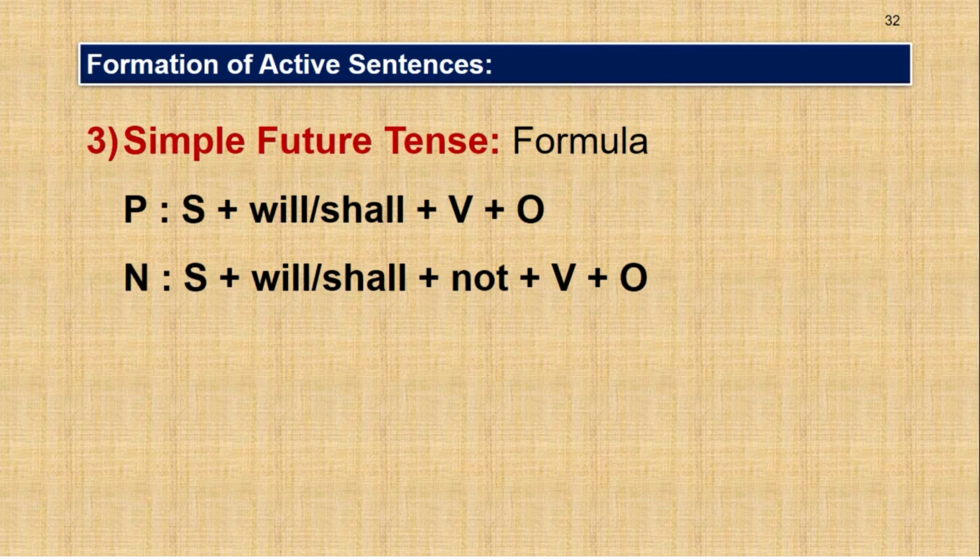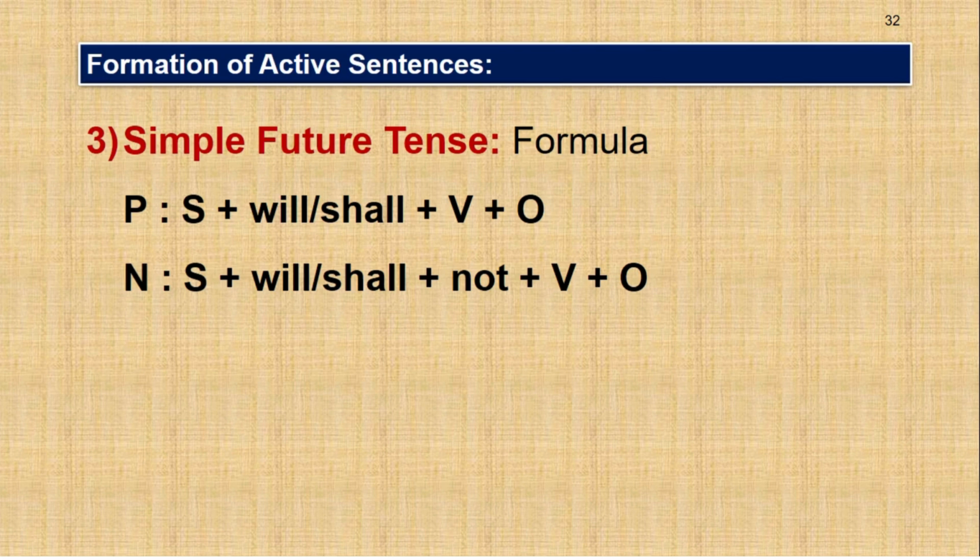So let's start with simple future tense today, and here is the formula, the sentence formation, positive and negative. P stands for positive, N stands for negative. So the positive formula is subject plus will/shall plus verb plus object. Negative is subject plus will/shall plus not plus verb plus object.